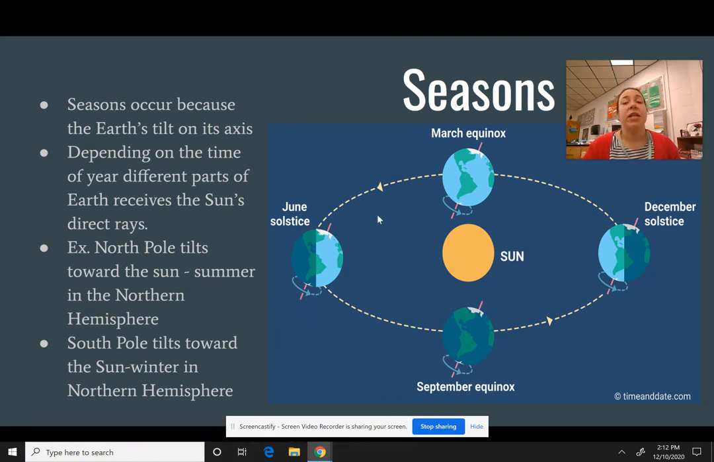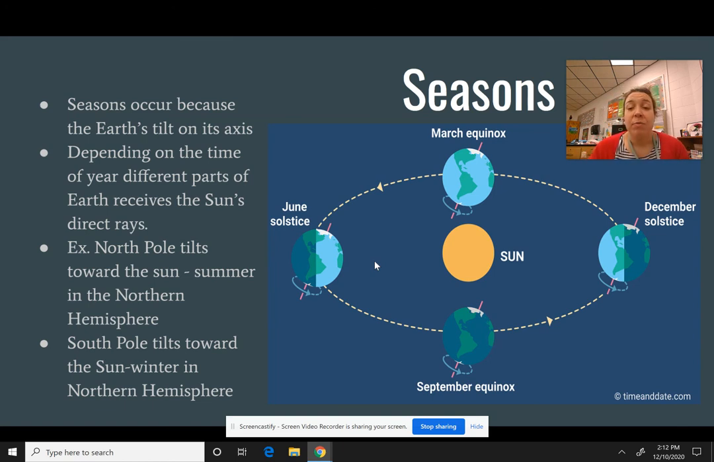And seasons can be a little bit confusing as well. So we are going to watch lots of videos and we're going to do lots of discussion, and we'll even have a hands-on activity to kind of show you how seasons work. So they basically occur because of the way the Earth is tilted. So depending on what hemisphere you live in and what your relation to the sun is, it's summer or winter or fall or spring.